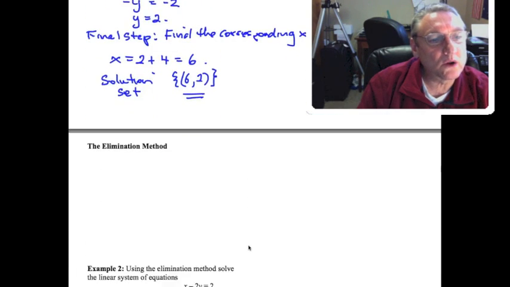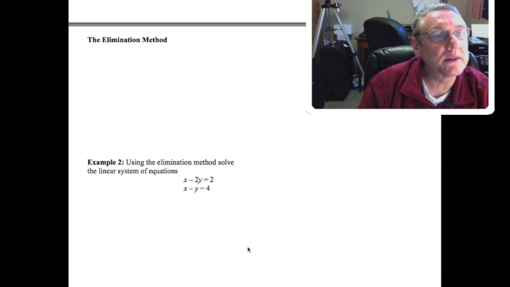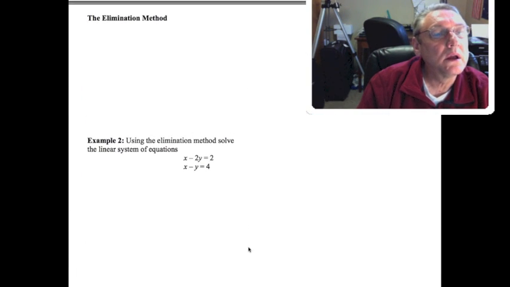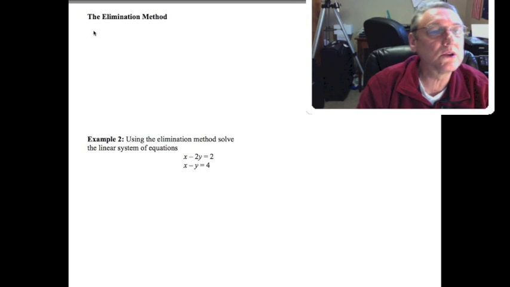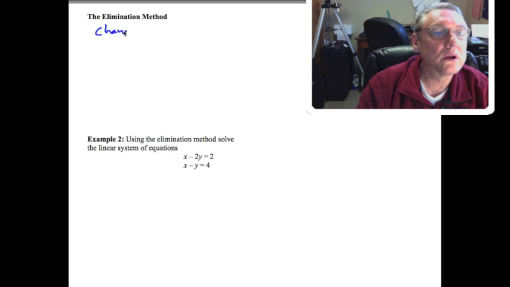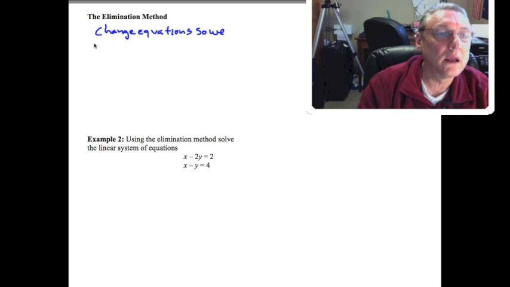Right, the next method we're going to talk about is called the elimination method, and this is a very popular method. Now, the elimination method means to change equations so we can eliminate a variable.